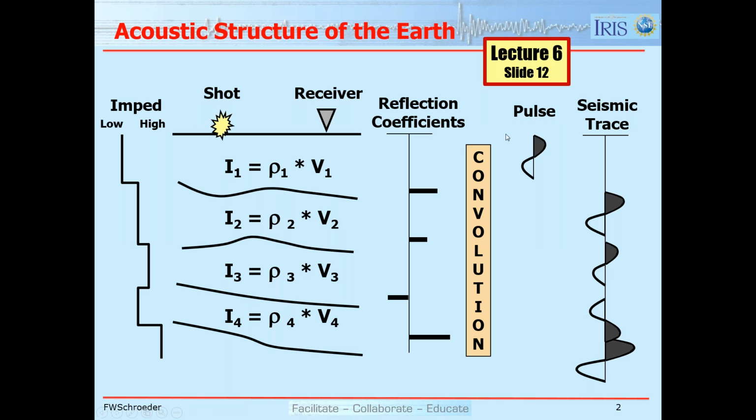So in lecture 6, we talked about what generates reflections. We talked about impedance, which is the density times the velocity. We talked about how we calculate reflection coefficients, that tells us what percentage of the energy is reflected at each of the acoustic boundaries. Talked a little bit about the mathematical operation called convolution, so that if we know or can assume what the pulse is that we send into the ground, we can convolve it with each of the individual reflection coefficients, and that gives us the idealized trace.